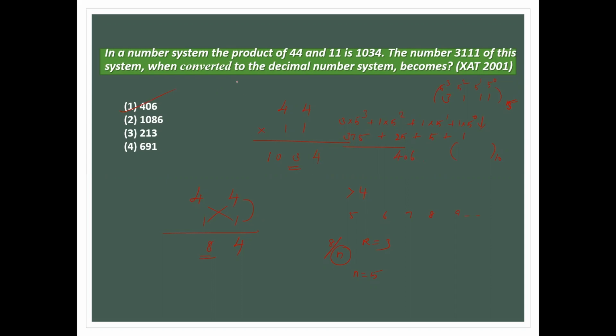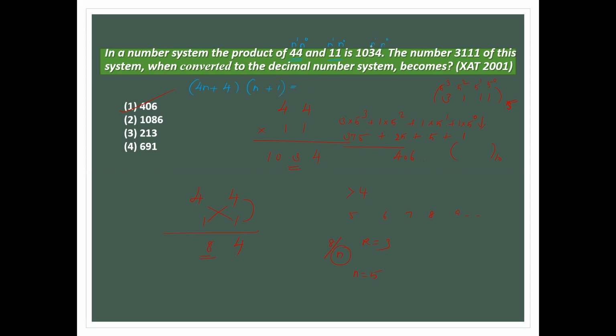Now you could have done it this way, or you could have also framed the equation. How do you frame that equation? First of all, you have the number 44. This is in base n, so this place value would be n power 0 and this one would be n power 1. So I can write it as 4n plus 4. Product with 11, which again is in base n, so n power 0 and n power 1. I can write 1 into n, which is n, plus 1 into n power 0, which is 1. So the product is nothing but 1034.